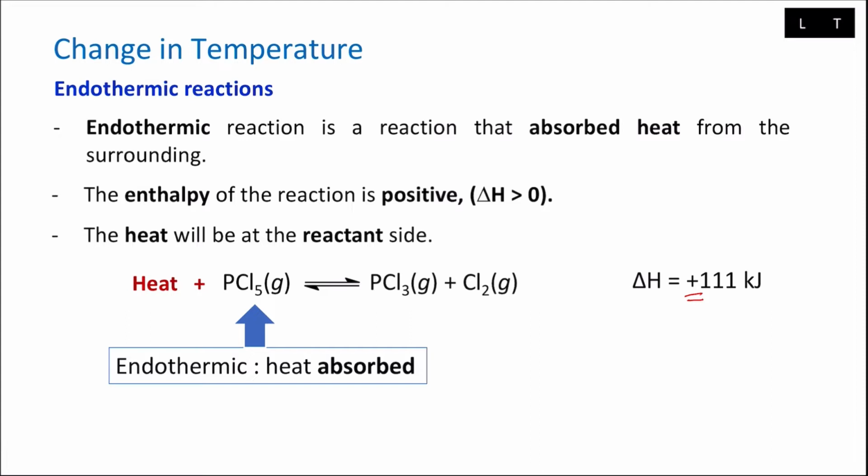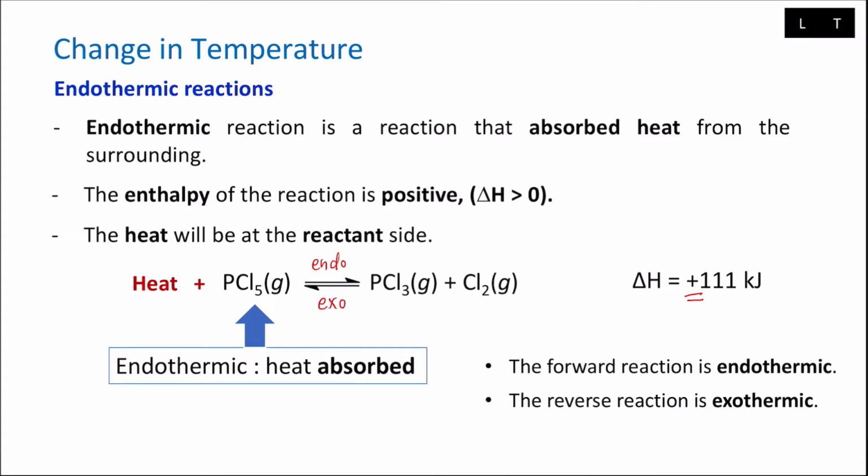Tapi, ada satu benda yang awak kena faham, reversible reaction ada dua direction, forward reaction dengan reverse reaction. Kalau saya nak tahu untuk this one, PCl5 hasilkan PCl3 dan Cl2, ini adalah forward reaction, di mana positive sign merujuk kepada forward reaction, which is endothermic. So, saya akan label ke atas endo. How about the reverse reaction? So, bila reverse reaction maknanya produk menghasilkan reactant semula. So that's why reverse reaction akan jadi exo. So saya akan letak exo dekat bawah. So this is very important for you to understand.